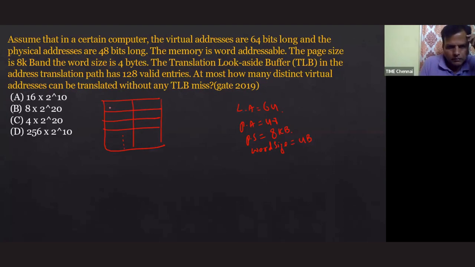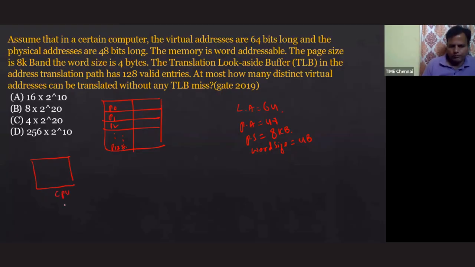Like let's assume this page 0, page 1, page 2, like this, up to 127. So 0 to 127 I'm taking. At most, how many distinct virtual addresses can be translated without any TLB miss? Okay, fine. Let's see how it is possible. Please pay attention.